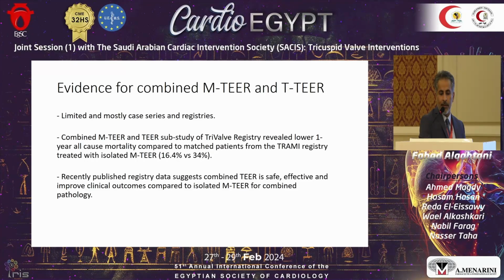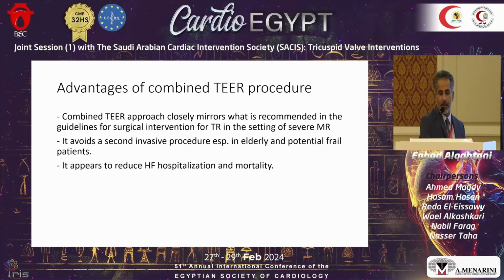So evidence for combined M-TEER and T-TEER is very limited. Case series and registry. The one we have is a combined M-TEER and T-TEER sub-study of the TriValve registry showing lower one-year mortality compared to matched patients from the TRAMI registry. Recently published registry data suggest combined TEER is safe, effective, and improved clinical outcome compared to isolated M-TEER for combined pathology. So what is the advantage of doing both at the same time?